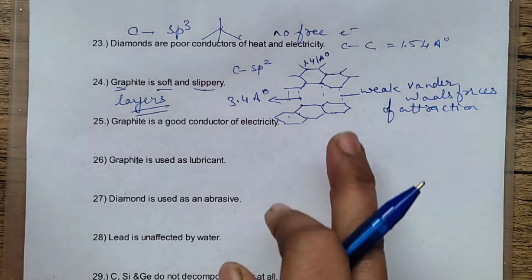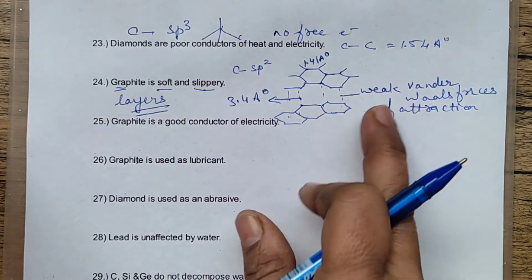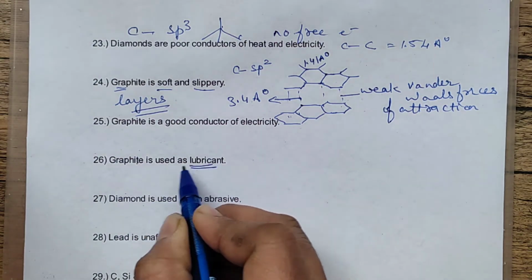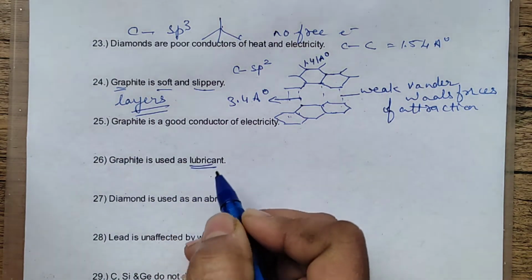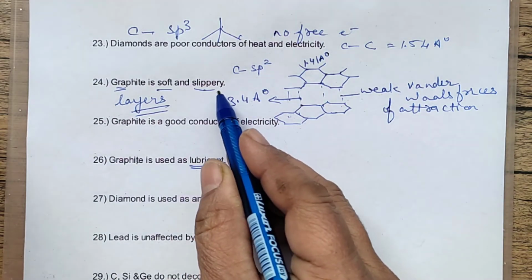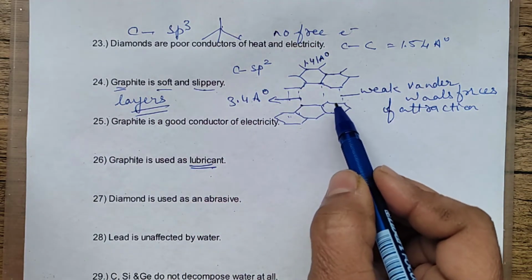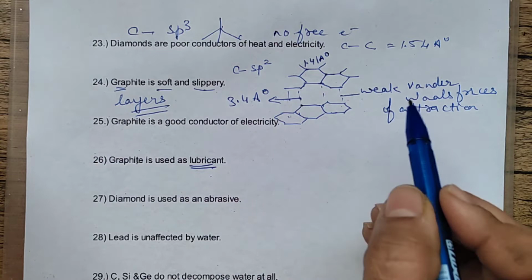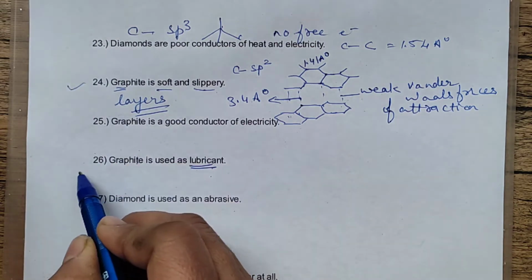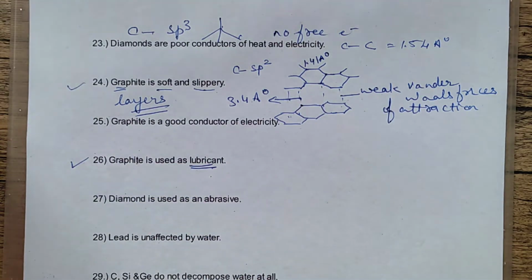Now, in the same answer you can give for this one also. Graphite is used as a lubricant. Why is it used as a lubricant? Because the weak forces are there between the hexagonal rings. They can slip over each other. So for this and for this one, you can have nearly similar answers. These are different types of questions which can be framed.